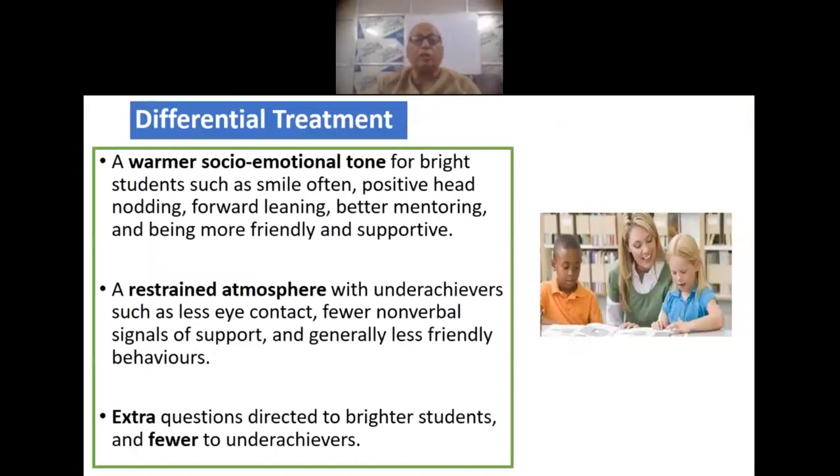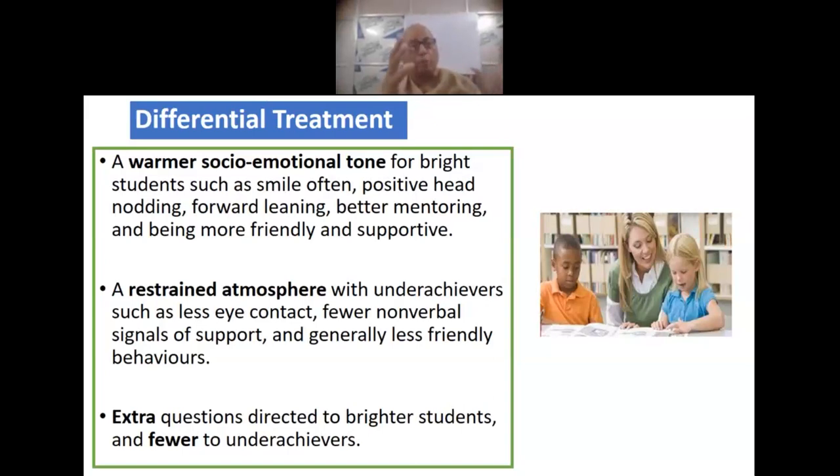Now, teachers, just observe yourself and you will notice the way you are treating students differently. This is unconscious, please remember. You tend to be warmer, the way you smile, the way you nod, towards positive students. For bright students, you'll be more friendly, more supportive.